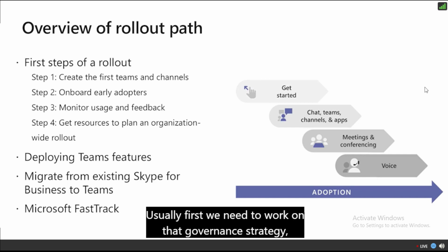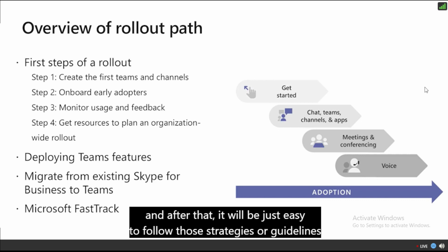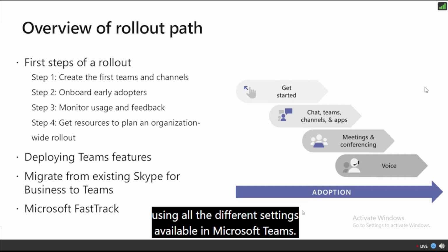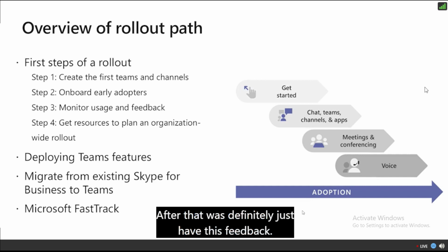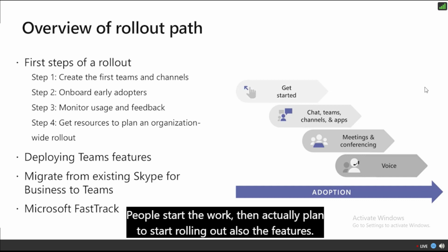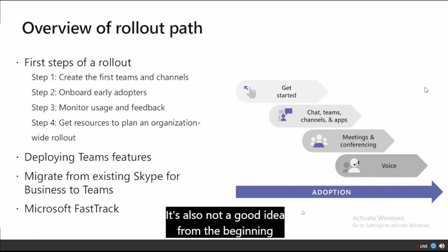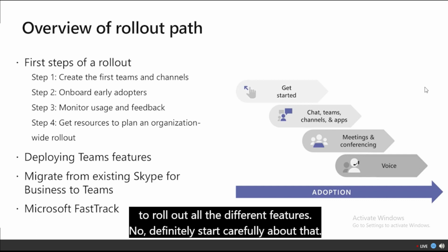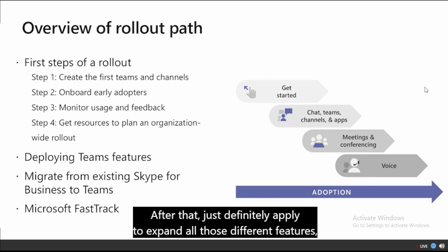Usually you first need to work on that governance strategy, and after that, it will be easier to follow those strategies or guidelines using all the different settings available in Microsoft Teams. And once you have feedback and people start to work, then plan to start rolling out the features. It's also not a good idea to roll out all the different features from the beginning. Start carefully, and after that, expand to all those different features.